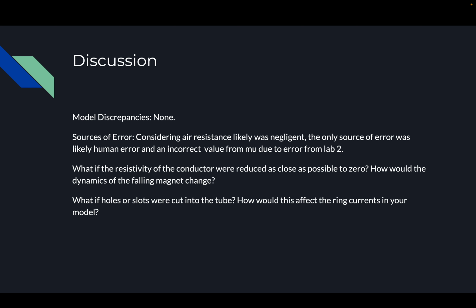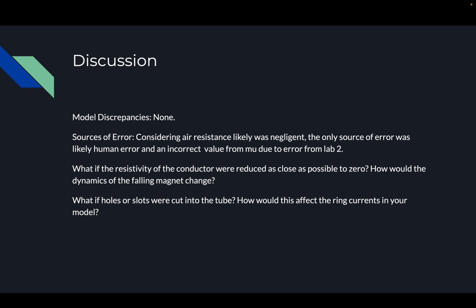For the discussion, there were likely no model discrepancies, as a magnet can very accurately model a magnetic dipole. For a potential source of error, considering air resistance likely was negligible over such a short distance of falling, the only source of error was likely human error when I was measuring the time that it took to fall through the tube, and possibly an incorrect value of mu due to error from lab 2.